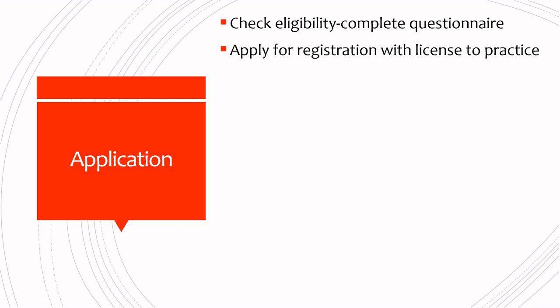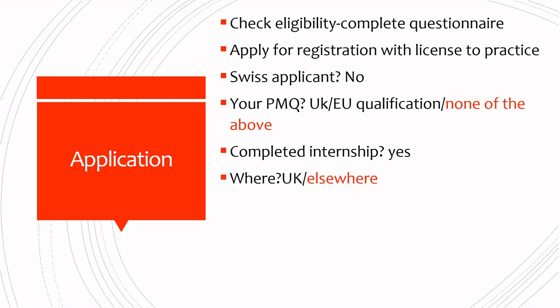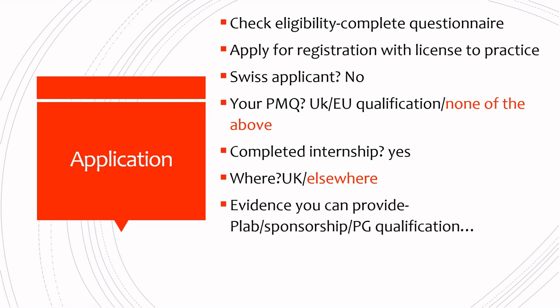I selected apply for registration with licence to practise, as I came through the Royal College membership route. The next question was whether I am a Swiss applicant or not. I selected no. Then, your primary medical qualification, whether it is a UK or EU qualification or none of the above. I selected none of the above. Then, completed internship, yes, and where it was, whether in the UK or elsewhere. In my case it was elsewhere.